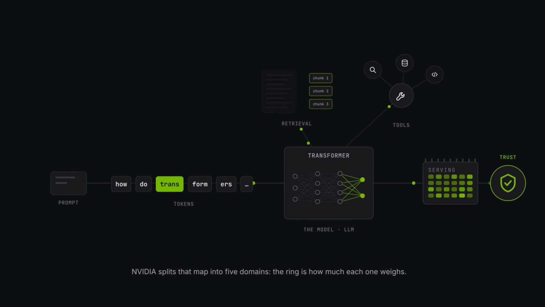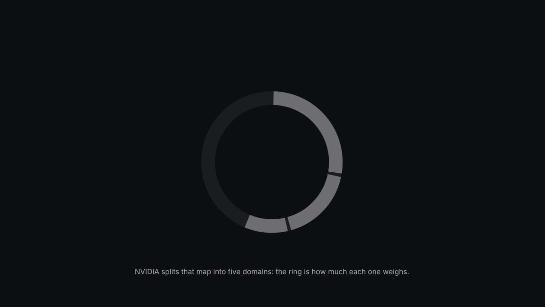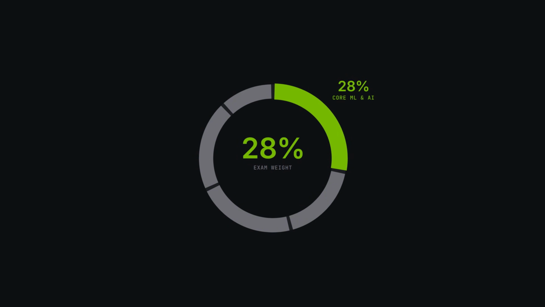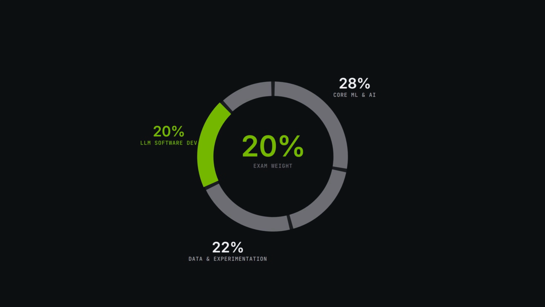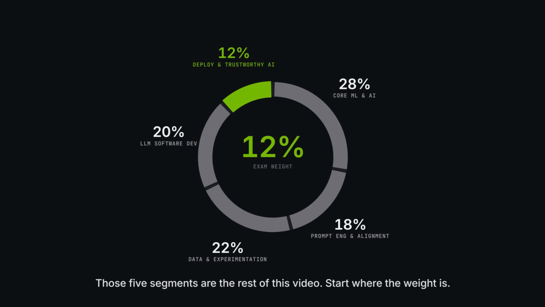NVIDIA splits that map into 5 domains, and the ring drawing on now is how much each one weighs. Core machine learning and AI fundamentals is the biggest at 28%. Data and experimentation is 22%. LLM software development is 20%. Prompt engineering and alignment is 18%. And deployment and trustworthy AI is 12%. Those 5 segments are the rest of this video. So let us start where the weight is.